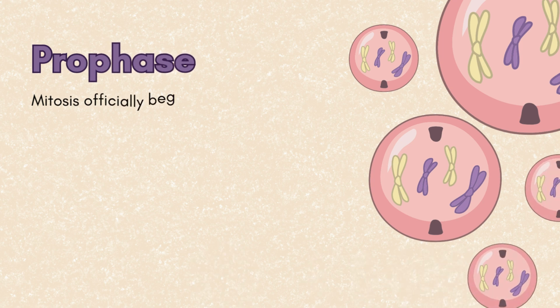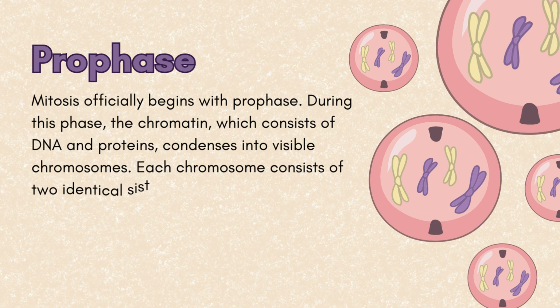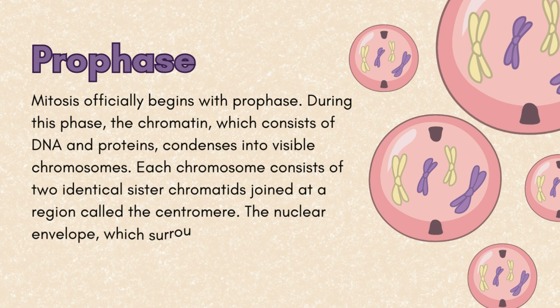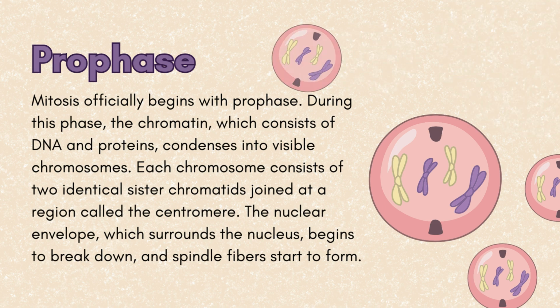Mitosis officially kicks off with prophase. Here, the cell's chromatin, a mix of DNA and proteins, condenses into visible chromosomes. Each chromosome forms two identical sister chromatids joined at a region called the centromere. The nuclear envelope starts to break down, and spindle fibers begin to form, setting the stage for division.